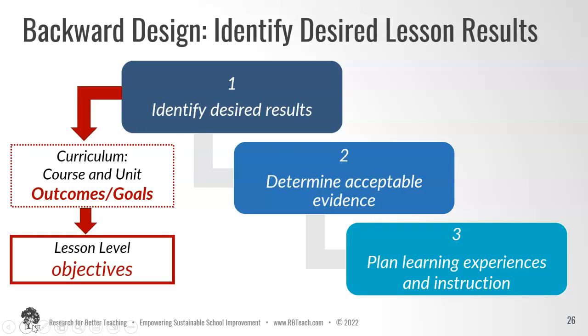Okay, so let's take a look at these steps again. Notice that the first question is not what activities will I plan, or even how will I explain this idea. The first step is being clear about the results. What do I want students to know or be able to do or be better at the end of the course, unit, or lesson? The desirable results for a daily lesson is embodied in the objective.